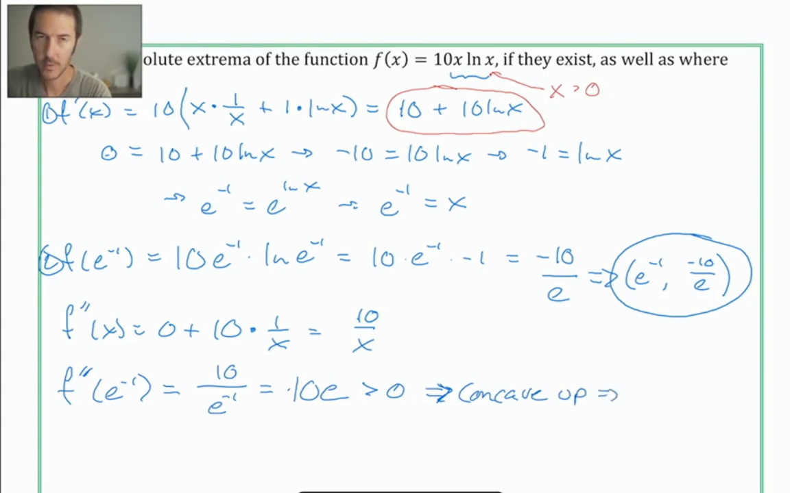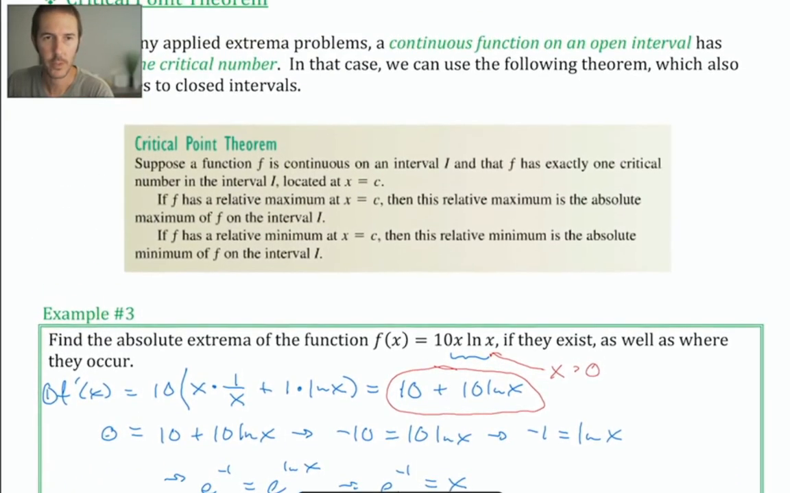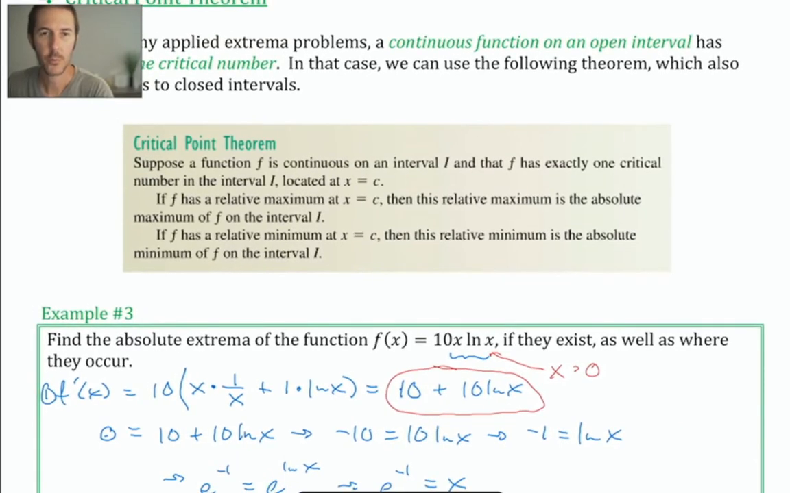Therefore, there's a minimum at the point when x equals e to the negative first power. And we've already calculated our y value. Minimum. And we know that this is the absolute minimum because, here we go, because of the critical point theorem.